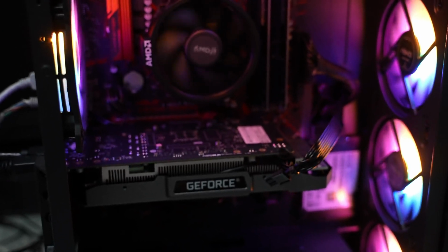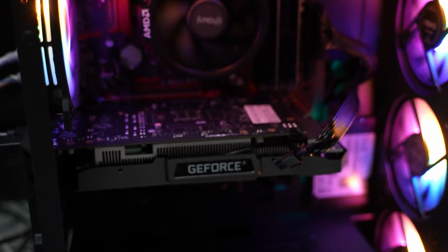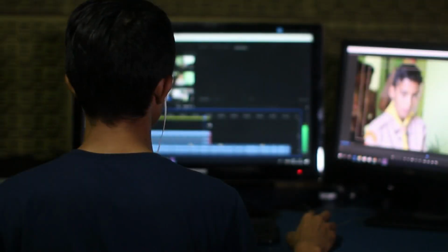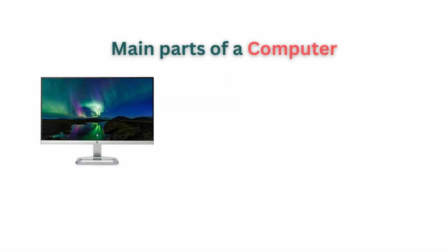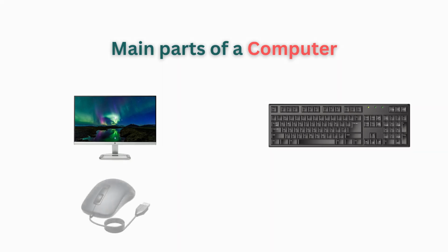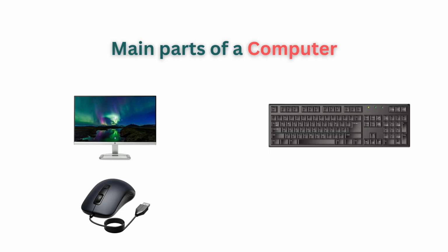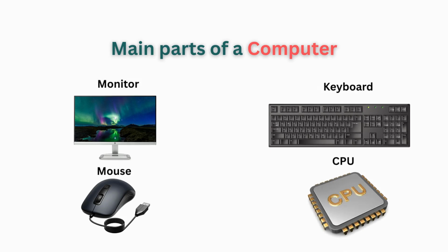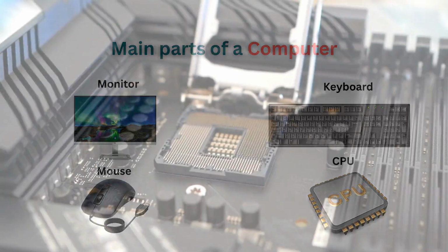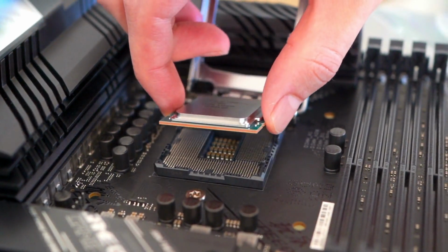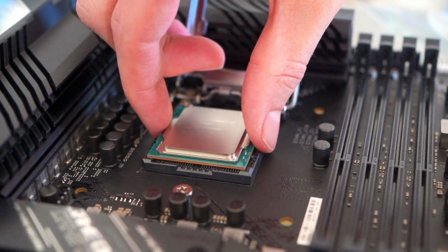Let's get to know the main parts of a computer. The monitor. This is the screen that shows what you're doing. The keyboard. You can use this to type letters, numbers, and symbols. The mouse. You move this with your hand to click and select things on the screen. The CPU or computer box. This is the brain of the computer, where most of the work happens.